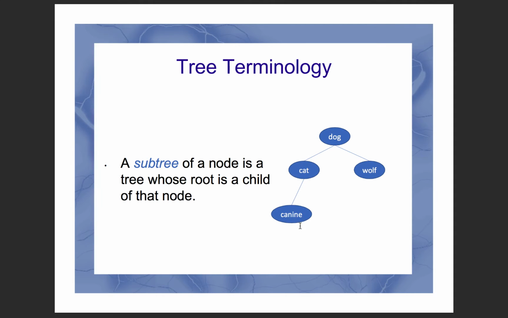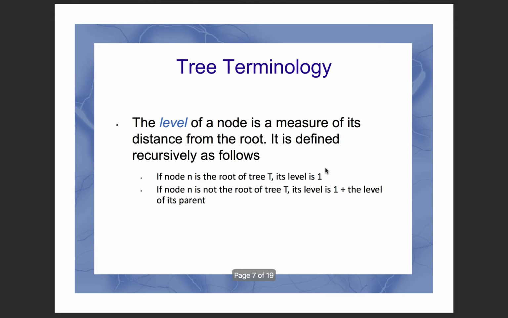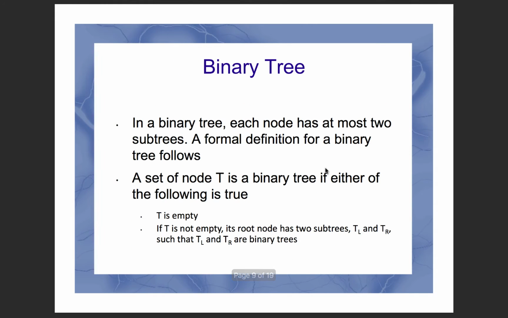Now you can check canine also. Canine doesn't have more than two children because it doesn't have any children, so this also satisfies the binary conditions. Now you can see that every node in this tree satisfies the binary tree condition, so the whole tree is a binary tree.